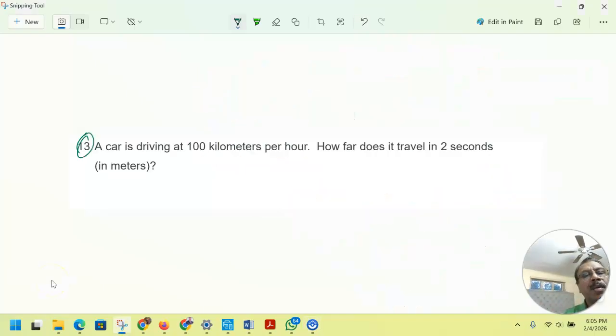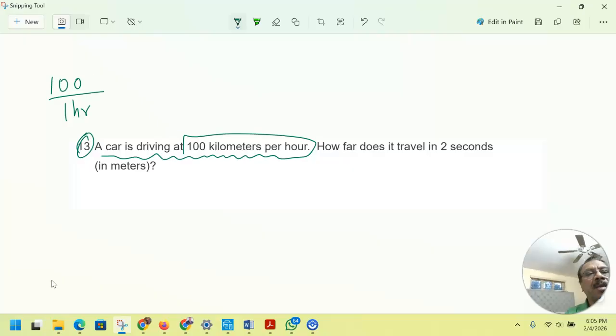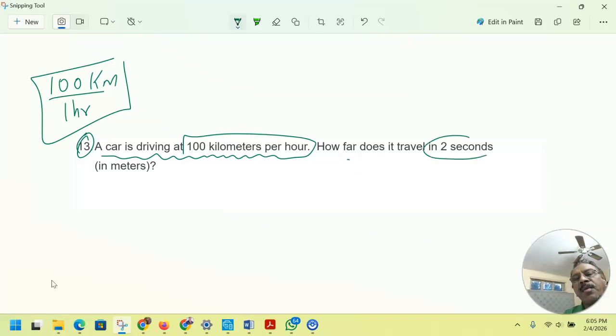Yeah, look at this question number 30. A car is driving at 1000 kilometers per hour. So you have a conversion factor here. What is given is that in 1 hour, the car drives so many kilometers. So this is the conversion factor. But if you see the question, how far does it travel in 2 seconds? So this hour has to be changed to seconds. And you want the answer to be in meters. That means you can't have this kilometer.